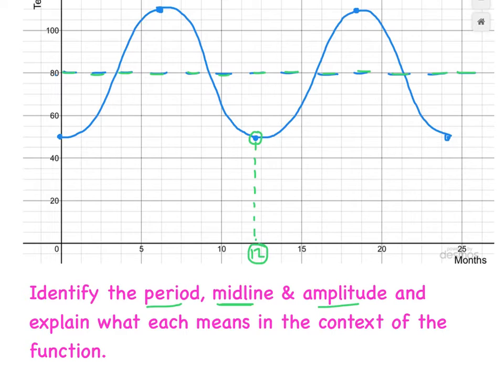And then the last thing we've got cooking here is the amplitude, which would be the distance from here to here. So that distance right there is my amplitude. And in this case, it happens to be 30 degrees Fahrenheit. And that's just the difference between the maximum temperature and the average temperature. You could also spin it a different way and say, well, that's the distance between the minimum temperature and the average temperature, and that would also be 30 as well.